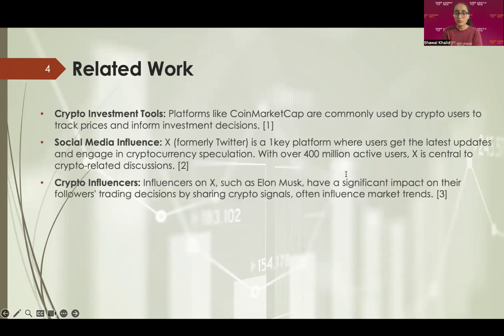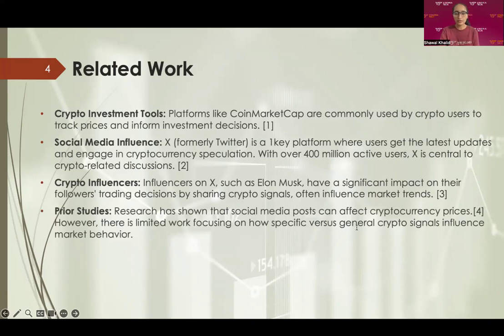Then we have crypto influencers like Elon Musk, who have a very huge impact on their followers on X. His posts can significantly influence trading decisions and market trends in the crypto world. Also, previous studies have shown that social media can affect crypto prices. However, there's a gap in understanding how specific crypto signals compared to general ones affect market behavior. I will give you an example of what I mean by these two categories in the future slides.